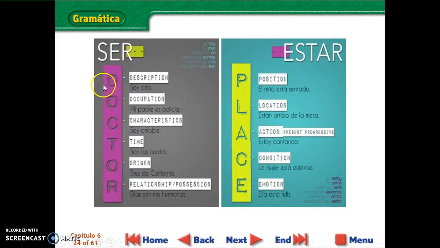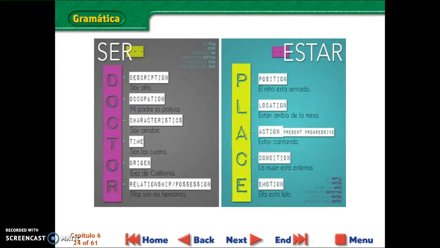So ser, think DOCTOR. You would use ser in order to tell description. So an example, soy alto, I'm tall, right? That doesn't change, that's permanent. Occupation, for O: mi padre es policía, my dad is a police officer, right? So any job you may have, you would also use ser. Characteristics: soy amable, so I am a nice person, that's just part of my trait.